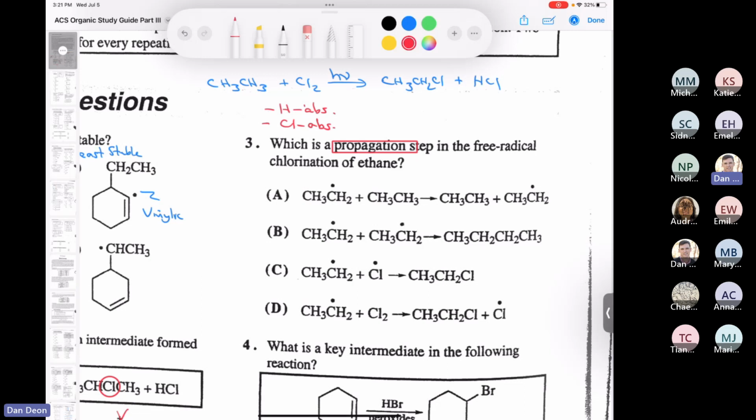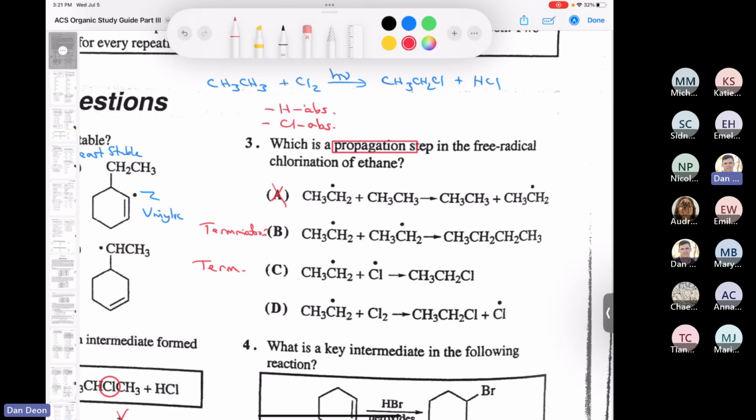So the first one, we have a radical plus ethane gives us another ethane and another radical. So it can't be this one. This one will be a termination step, isn't it? Termination, because we have two radicals coming together and they annihilate each other. The next one is the same thing. This must be a termination step. So I'll just put here termination.